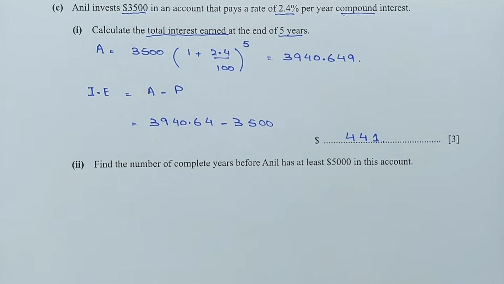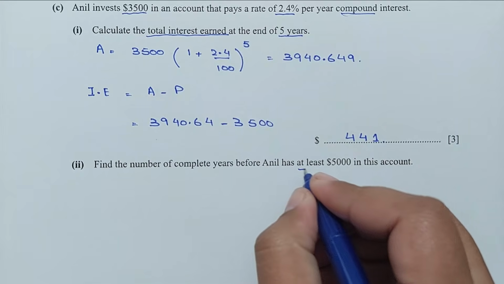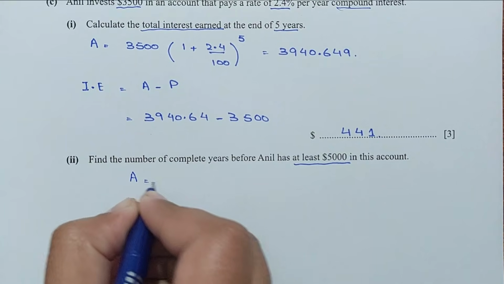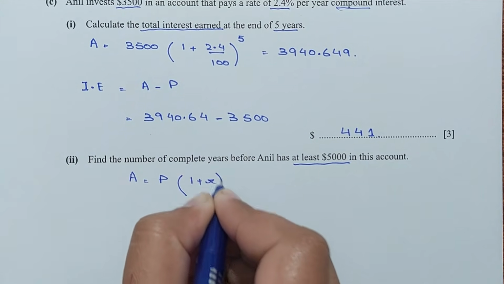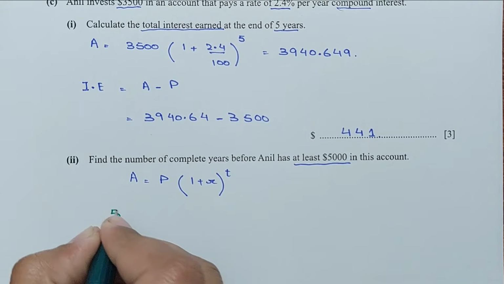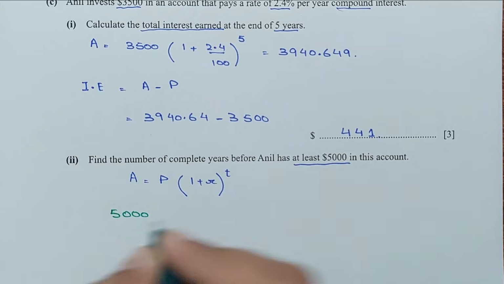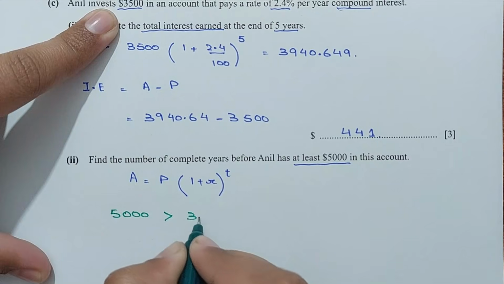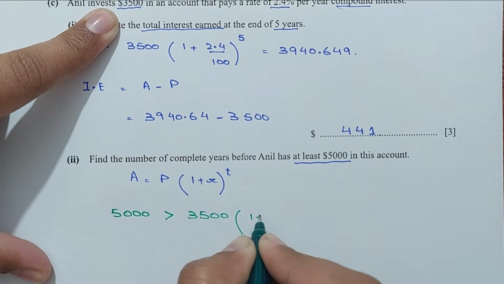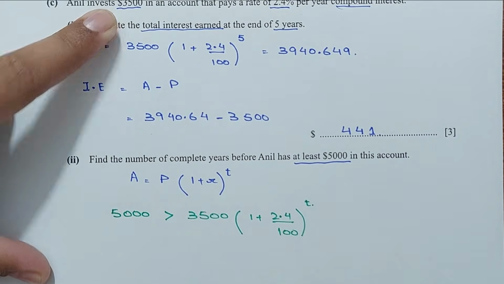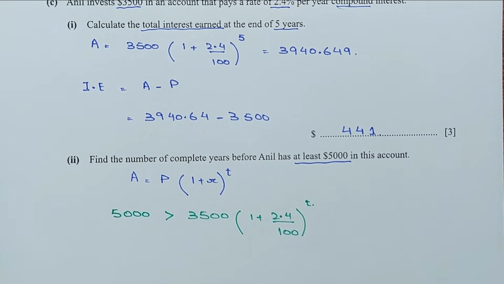Now for the second part, find the number of complete years before Anil has at least $5,000 in his account. The same formula we have to use. A equals P into 1 plus R, its exponent is T. It's a compound interest, right? So the amount now we have given is 5,000. It's at least, so the amount should be greater than 5,000. Okay, so the investment is the same, interest rate is the same. We have to find the number of complete years, right? So we have to guess and check here.